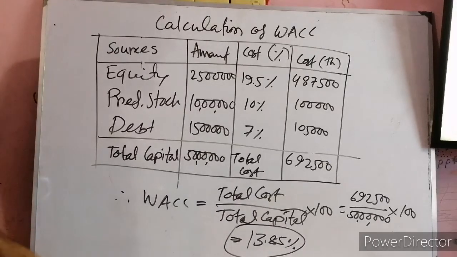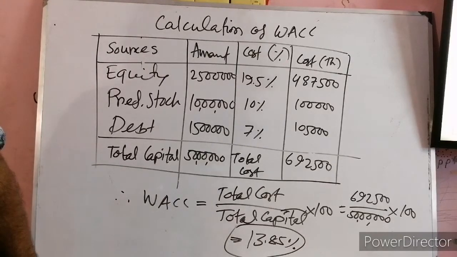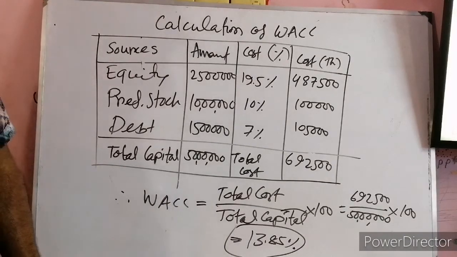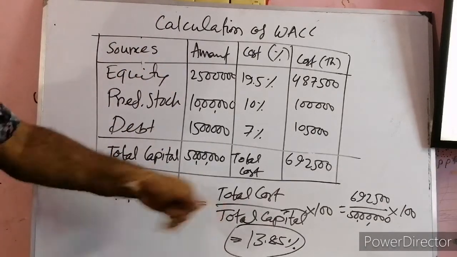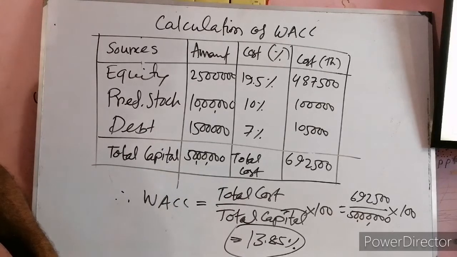So my dear student, I told you, you will be able to answer the question provided in the story, and now this is high time to show the result. 13.85 will be the WACC.